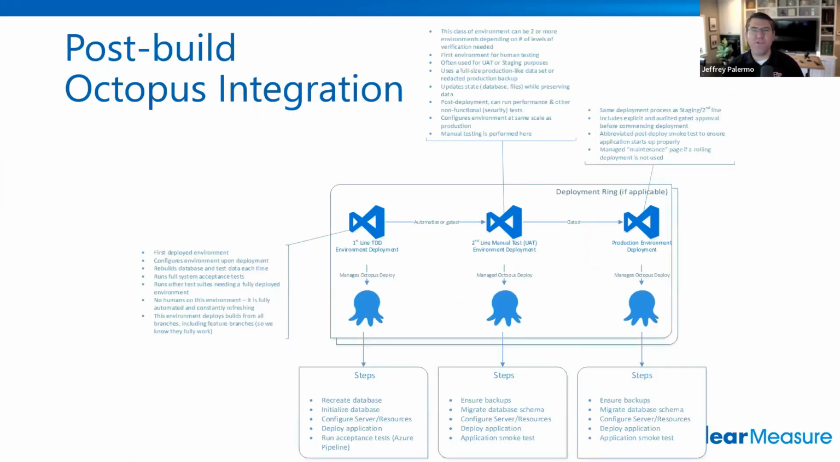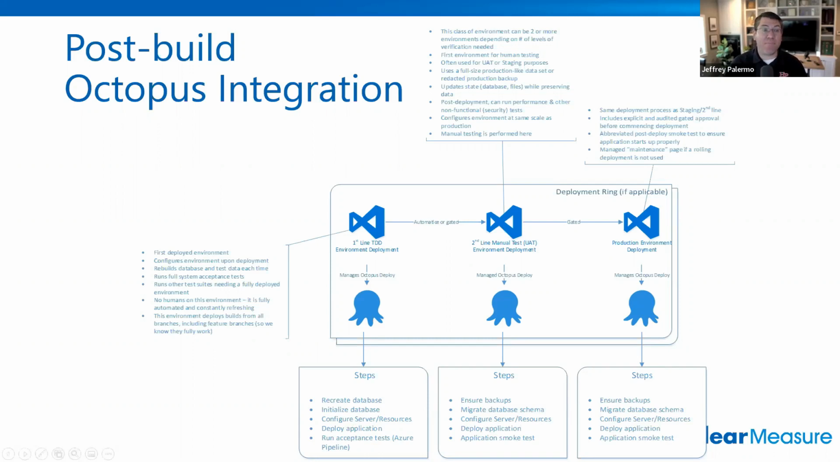Let's review just a little bit some of the key things that we talked about. These on the bottom, for our TDD environment, we're recreating a database from scratch, running the DBEP tool. We're initializing the database. We're configuring server resources. We're deploying whatever application we have. And then we're running acceptance tests. We're running whatever tests we have after Octopus Deploy completes and gives control back to Azure Pipelines. Azure Pipelines runs the tests, and then we can move on.